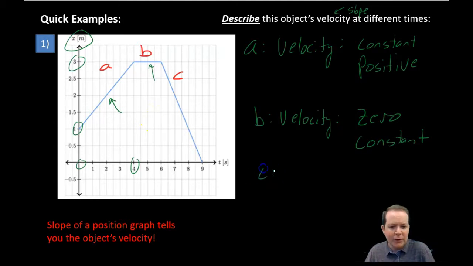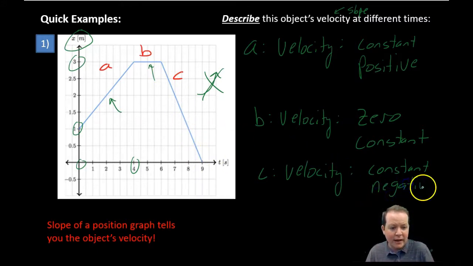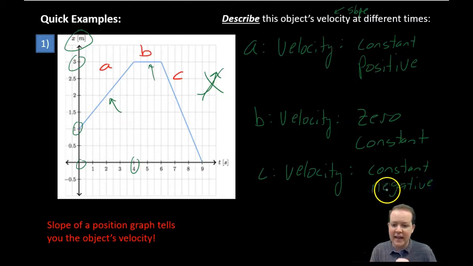And finally at C, what's it doing? The velocity, again, I'm looking at the slope. The velocity is constant. And I say constant for all 3 of these because the line is straight. I don't have a curving line. I don't see that anywhere in the graph. So it's constant. It's staying the same all throughout this section C. And here, the slope is negative, down and to the right. So the velocity is constant and negative.